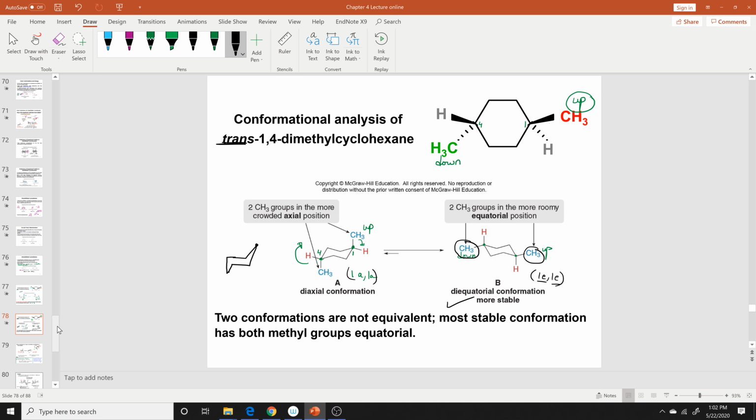I'm having a CH3 on the axial position. It's up. That CH3 which is up is going to interact with all the hydrogens that are up. I have two carbons here that are up, so their axial hydrogens are going to be up. So I'm going to have a 1,3 diaxial interaction. This is 1, 2, 3. So a 1,3 diaxial interaction between the CH3 and the two hydrogens on the side which is up.